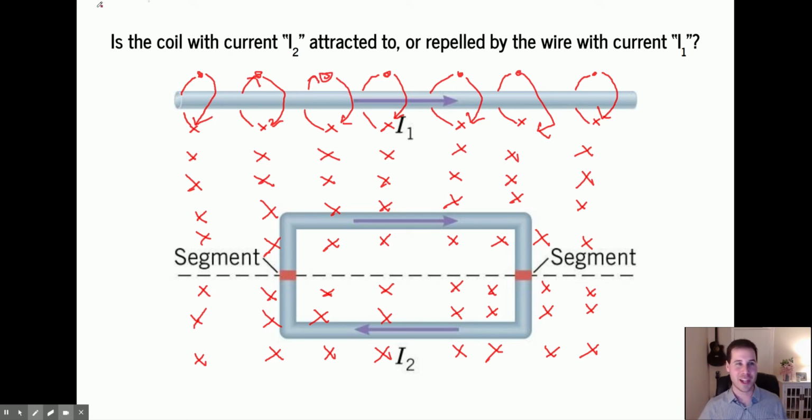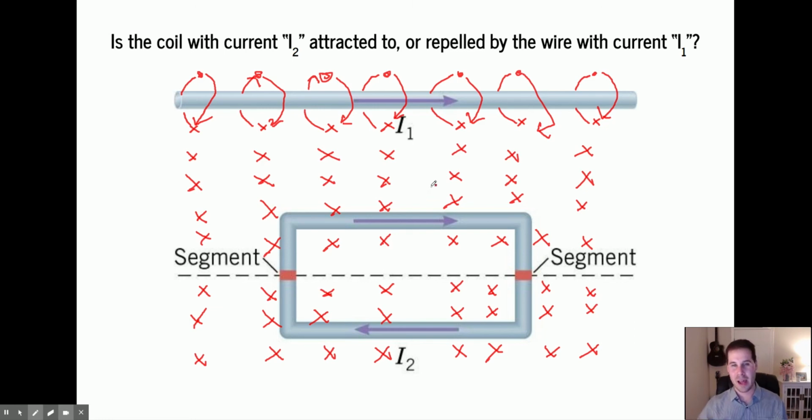So now we can actually get to answering this question. Is the coil with current I2, so that's this coil down here with the clockwise direction of current flow, attracted to this wire or is it repelled by this wire? This is more complicated than the previous question because now there's two directions and it seems like maybe one of them would be attracted while the other one's repelled. So let's just start by analyzing the top segment and then we'll look at the bottom segment.